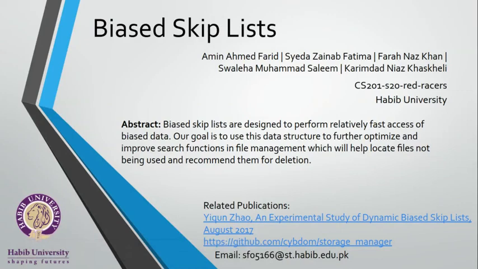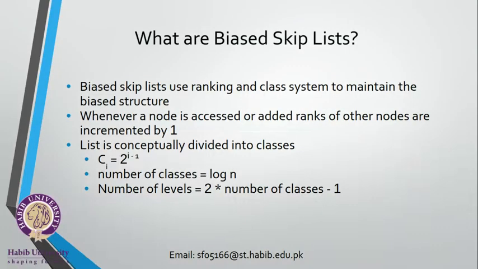So the data structure that we had was a biased skip list, which is a variant of the normal skip list that we know about, but its goal is to access biased data more efficiently than the normal one. So let's just get into how it works. Just like in a normal skip list, the nodes are arranged in a sorted order.